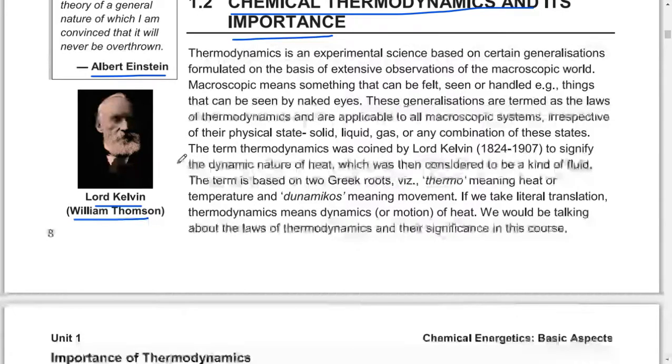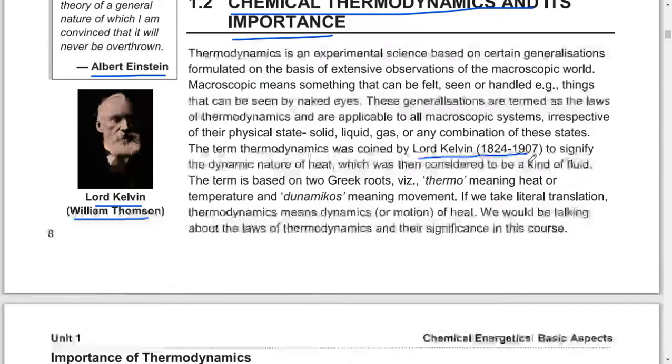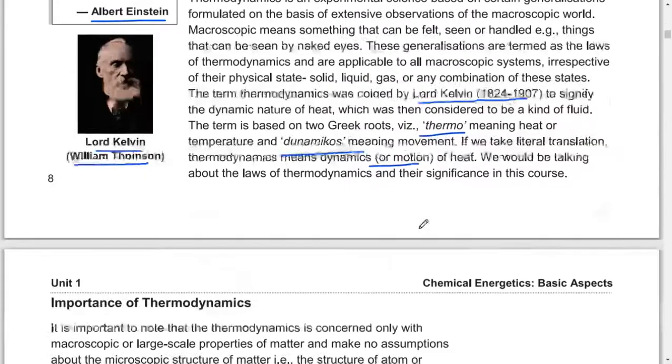The term thermodynamics was coined by Lord Kelvin (1824 to 1907) to signify the dynamic nature of heat, which was then considered to be a kind of fluid. The term is based on two Greek roots, with thermo meaning heat or temperature and dynamikos meaning movement. If we take a literal translation, thermodynamics means dynamics or motion of heat. We would be talking about the laws of thermodynamics and their significance in this course.